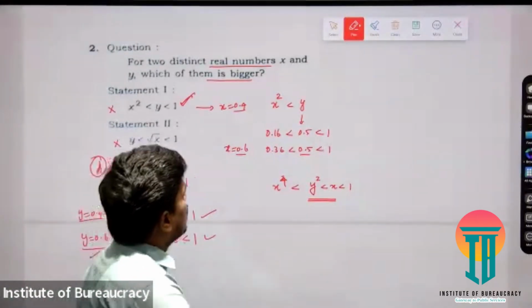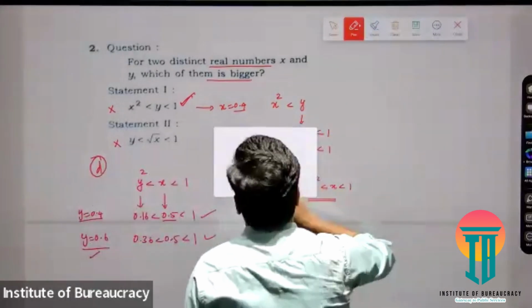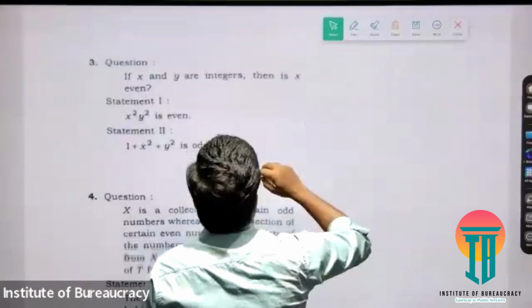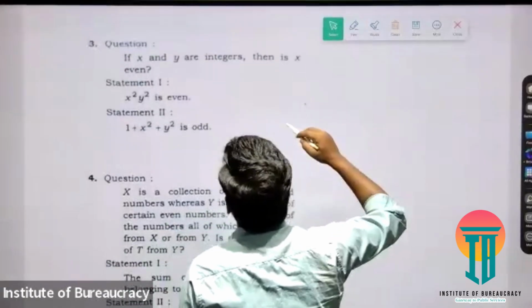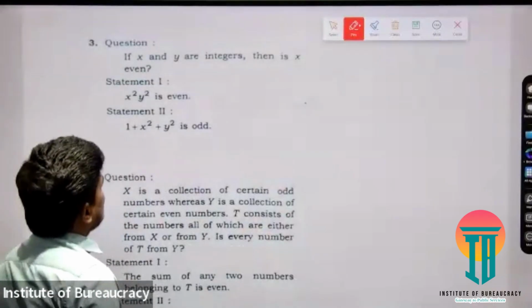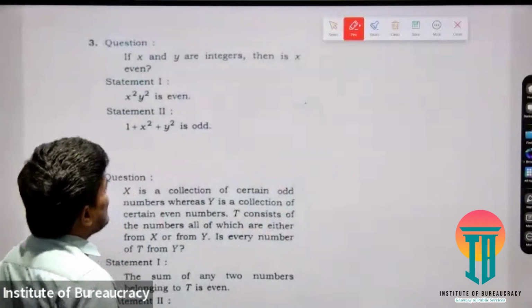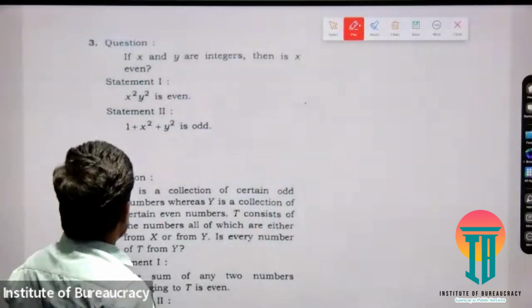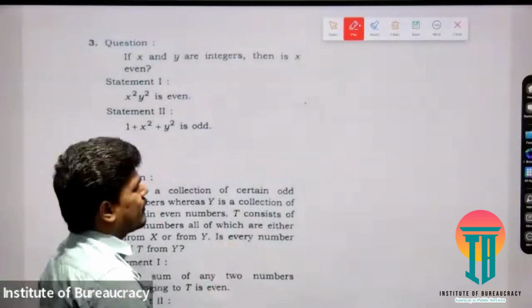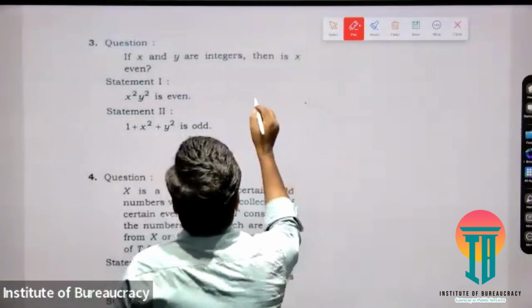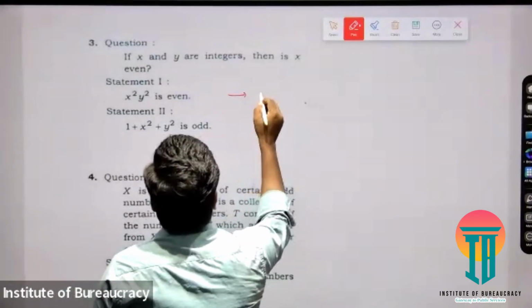Okay, that was question 2. Now we move on to the next one. Third question. If x and y are integers, then is x even? Is x an even number? I think this is based on the even-odd concept. So the first statement: x square y square is even.